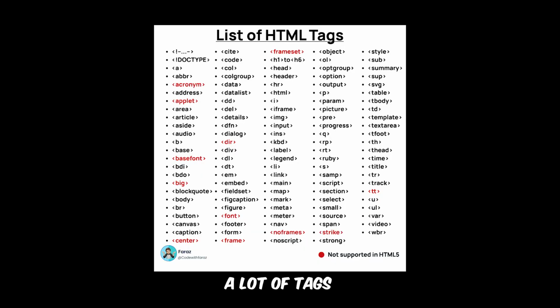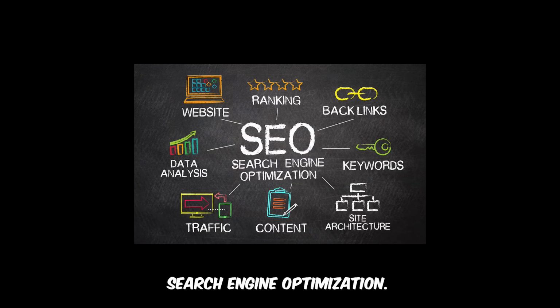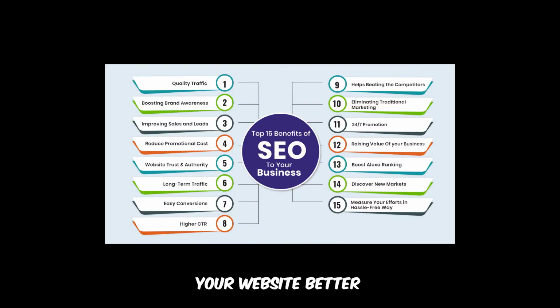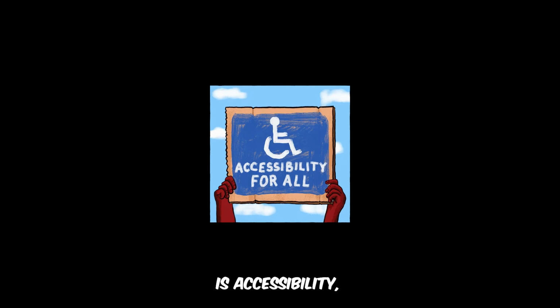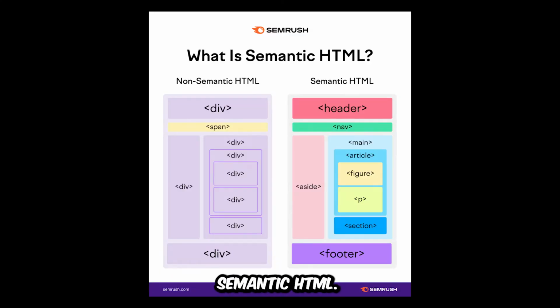HTML has a lot of tags that exist, and it's important to understand when to use the correct tag for two main reasons. The first reason is SEO, or search engine optimization, and this is simply just making your website better for search engines like Google, Yahoo, Bing, and all that stuff. The second reason, once again, is accessibility, since some HTML tags help technologies like screen readers, and this whole area of optimizing the tags you use is called semantic HTML. If you want me to make a video on that, let me know.